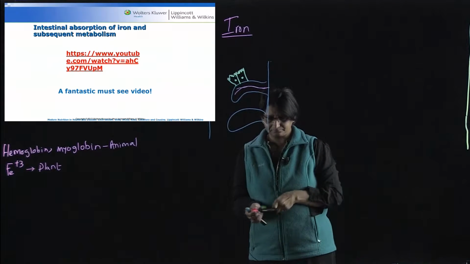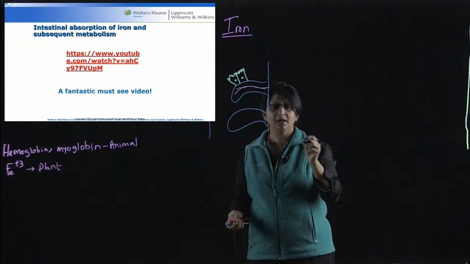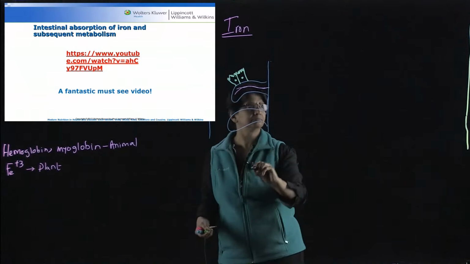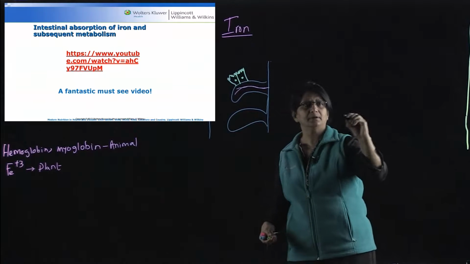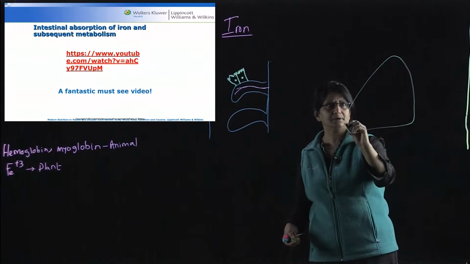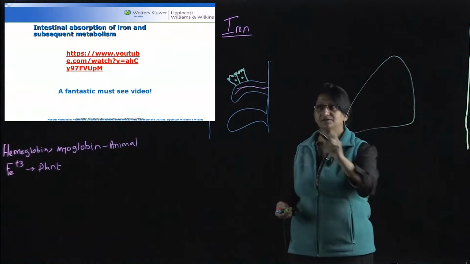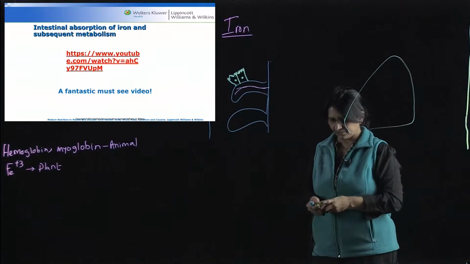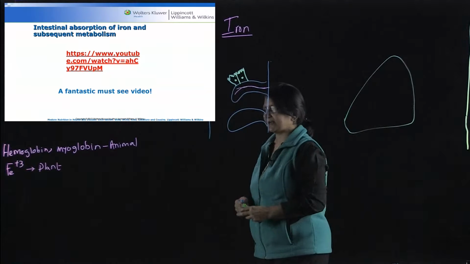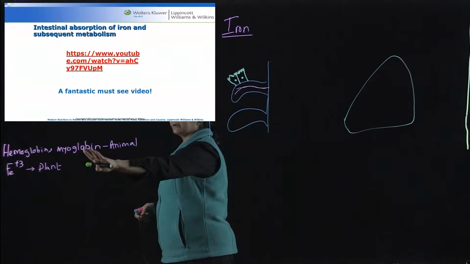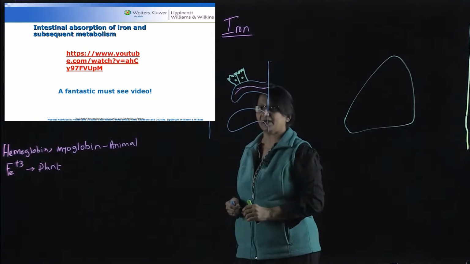So in terms of iron, let's go ahead and draw the liver over here, so we can talk about it in more detail. Through the portal vein, iron gets into this part. So first of all, let's talk about the iron that we consume as hemoglobin and myoglobin.